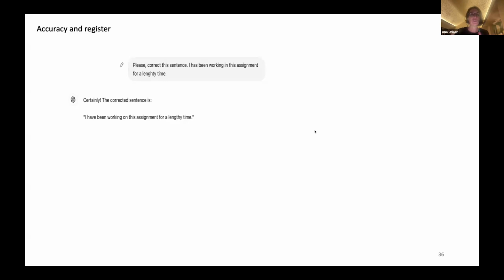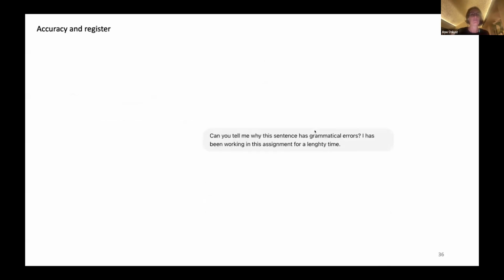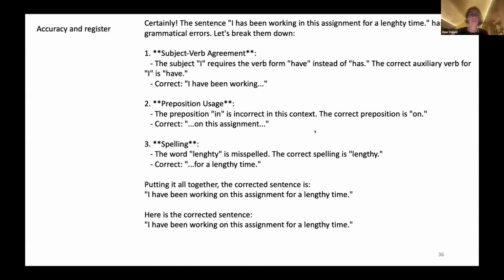So we can go to ChatGPT and ask another question. Can you tell me why this sentence has grammatical errors? And then ChatGPT is going to be a little bit more detailed. It says, "Yes, there are several grammatical errors. Let's break them down." And it's talking about the subject-verb agreement: if it's I, the verb has to be have. For the preposition, it's not in, it has to be on. You didn't spell lengthy correctly. And then it's giving us the correct sentence.